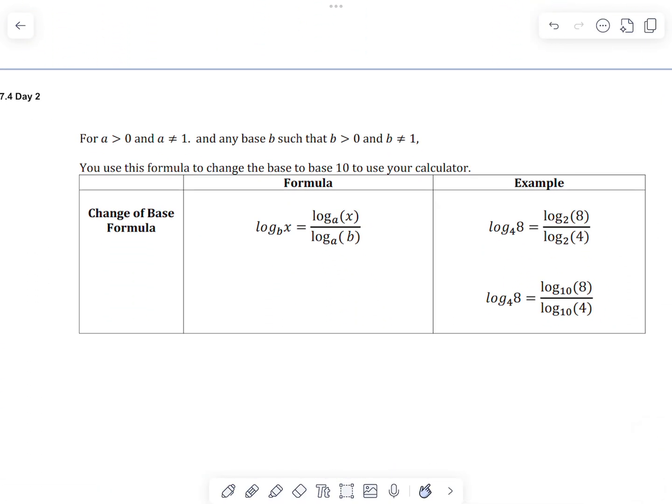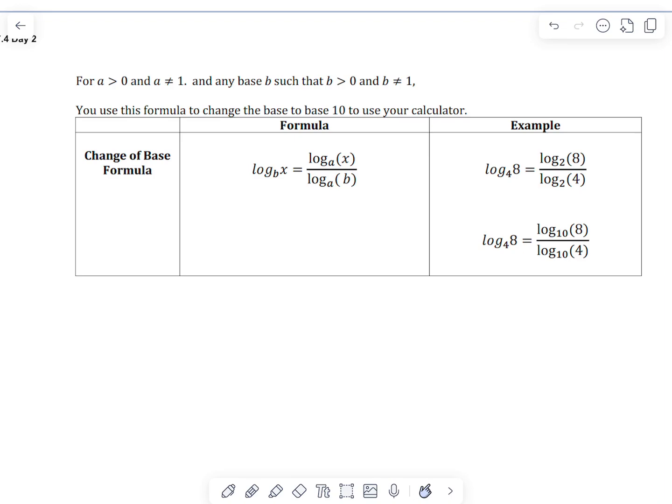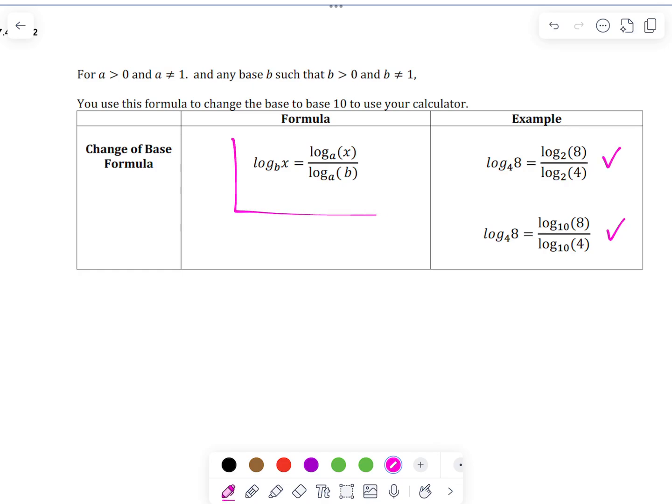All right, our next slide shows you what we call the change of base formula. You use this formula so that you can use your calculator. Your calculator can do base 10, the common log, or base e, which we haven't gotten into quite yet, and that is another tool we'll be researching later on. So there's a couple examples here. We can change it to base 10, which is the most typical one, or any other base. So this is our formula right here for change of base.